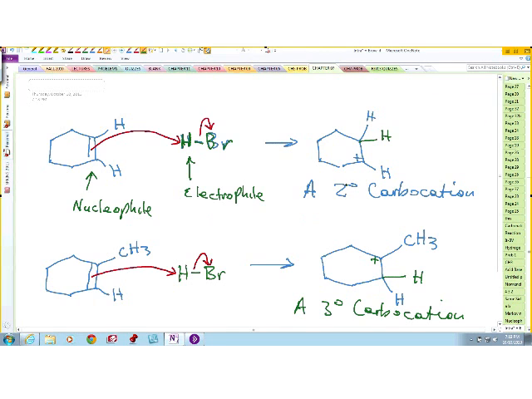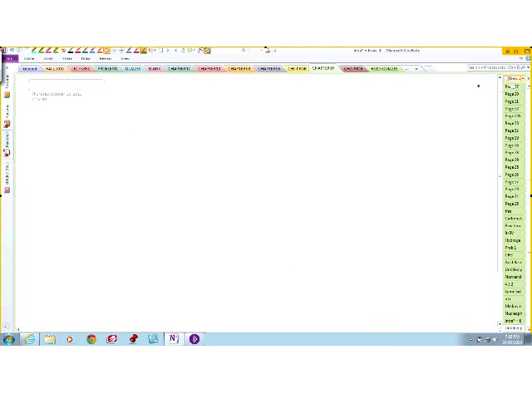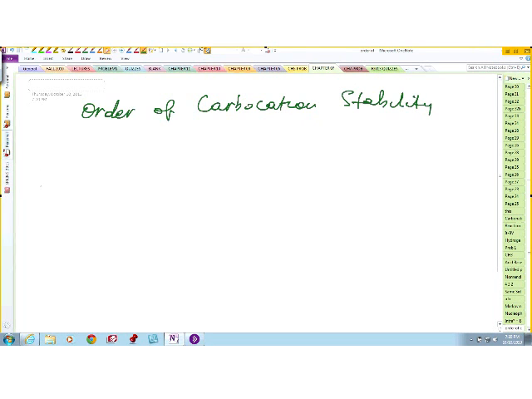Okay, so here we get the secondary carbocation. At this point, it doesn't matter where the hydrogen goes, because this is a symmetrical carbon-carbon double bond. But here, it does matter. Okay? Right here. So let us give you the order of carbocation stability. The most stable being here.